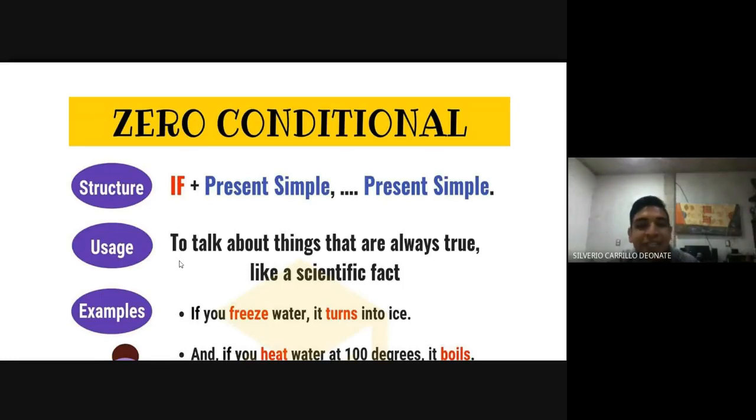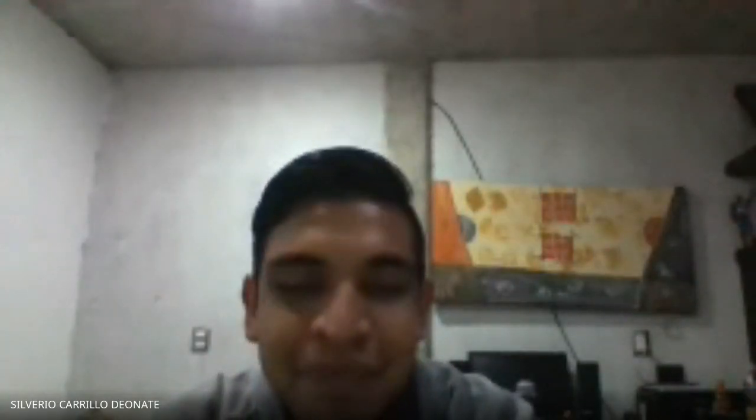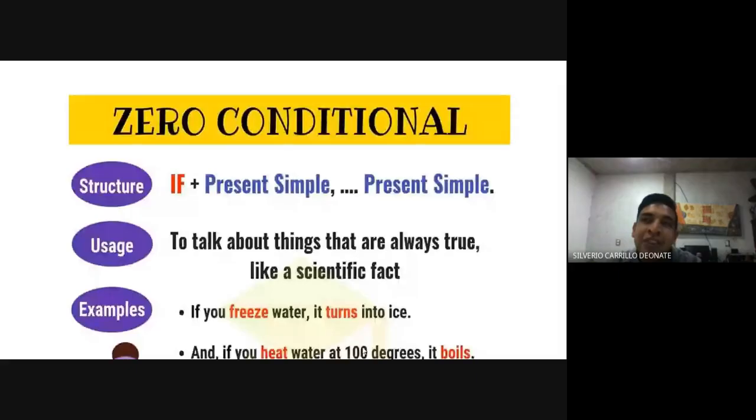For example, in the examples here, we have two of them. The first example says, if you freeze water, it turns into ice. So we're going to talk about everything that is true. We do something, we have a result, and the result is not going to change. The result is always the same. If you freeze water, it turns into ice.